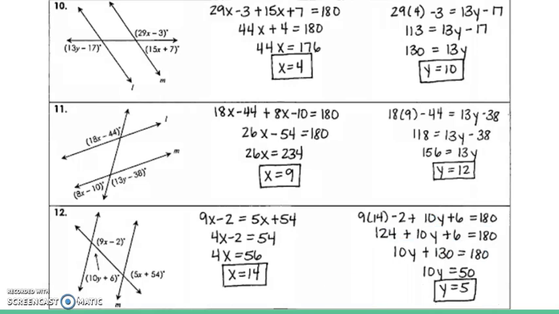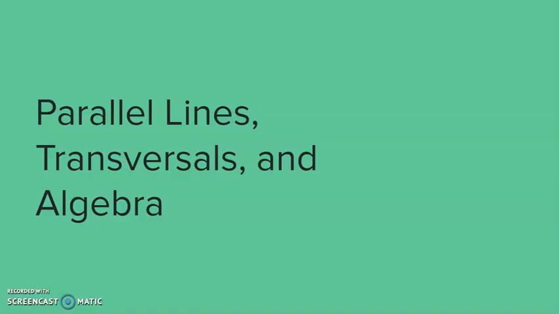So using those same angle properties that we learned in our last video, we were able to find the different angle measures. Sometimes they're going to ask us for the x or the y. Sometimes they'll ask us to substitute it in and find that full angle measure. So we just have to be careful of that. But with all of those, we were finding our angle measures using algebra with those parallel and transversal lines.